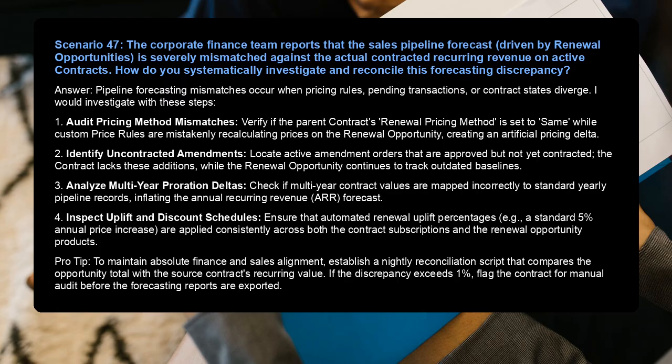4. Inspect uplift and discount schedules. Ensure that automated renewal uplift percentages, for example, a standard 5% annual price increase, are applied consistently across both the contract subscriptions and the renewal opportunity products. Pro tip: to maintain absolute finance and sales alignment, establish a nightly reconciliation script that compares the opportunity total with the source contract's recurring value. If the discrepancy exceeds 1%, flag the contract for manual audit before the forecasting reports are exported.